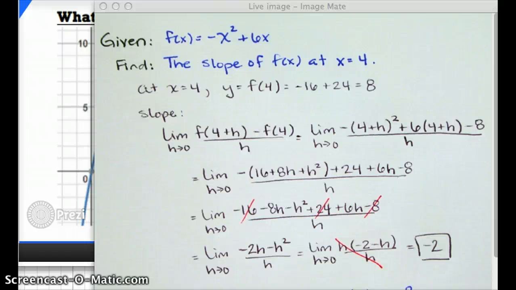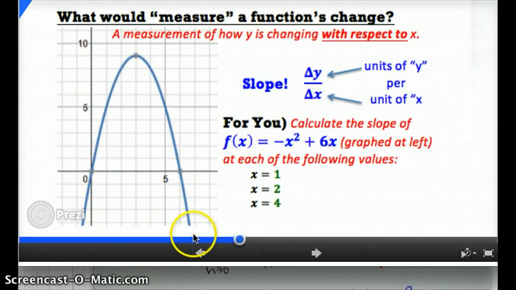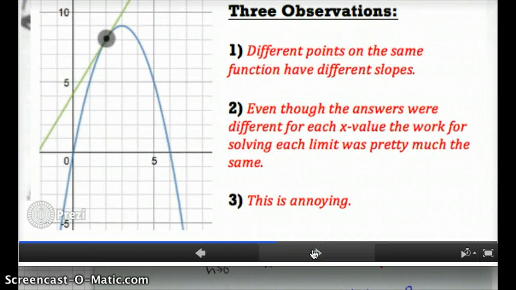So think about what we just did for a second. We calculated how this function was changing at 3 different points. Think about the process we took and then the results, 4, 2, and negative 2. What would you observe about this process? Well, I have 3 observations. First of all, different points on the same function have different slopes. Second of all, even though the answers were different for each of those points, the work was pretty much the same each time that I did it.